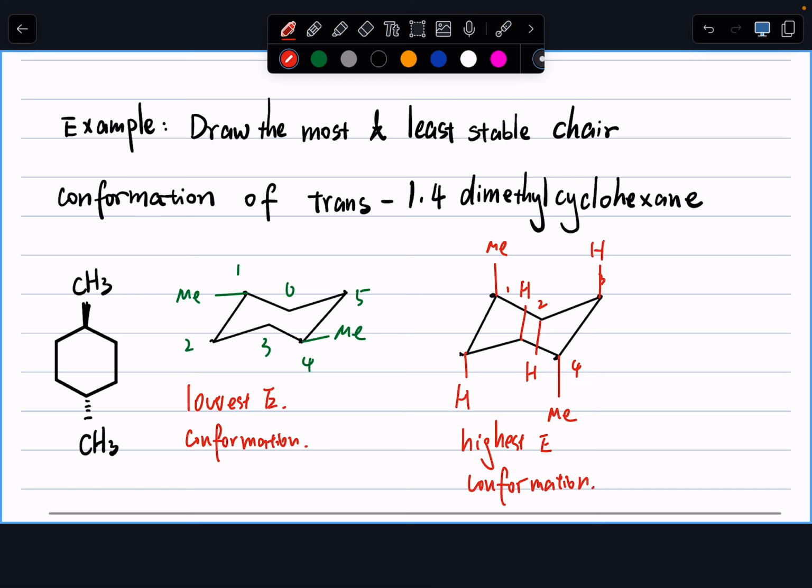Yes. So if the question has cis 1,4 and you say high or low energy, it's going to be the same? Yes. In this question, if we're asking for a cis 1,4 dimethylcyclohexane, then both of the conformations will have the same energy because you inevitably have one equatorial, one axial.